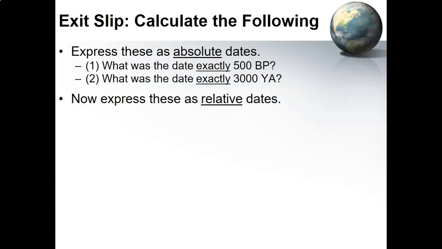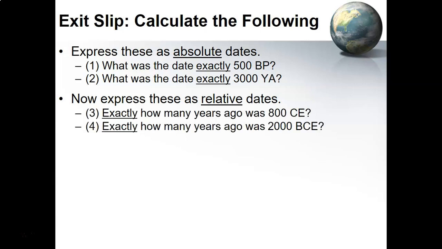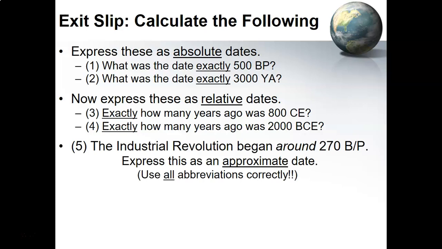The opposite then is converting absolute dates to relative dates. So, how many years ago was 800 CE? How many years ago was 2000 BCE? The Industrial Revolution began around 270 years before present. How would you express this as an approximate date? Around, you'll notice is in italics. You must have that abbreviation there. In this case, 270 years ago from 2020 is the easiest way to do it because it's not that long ago.